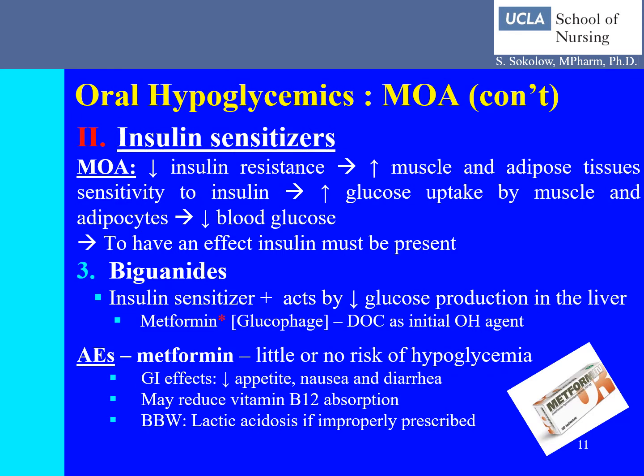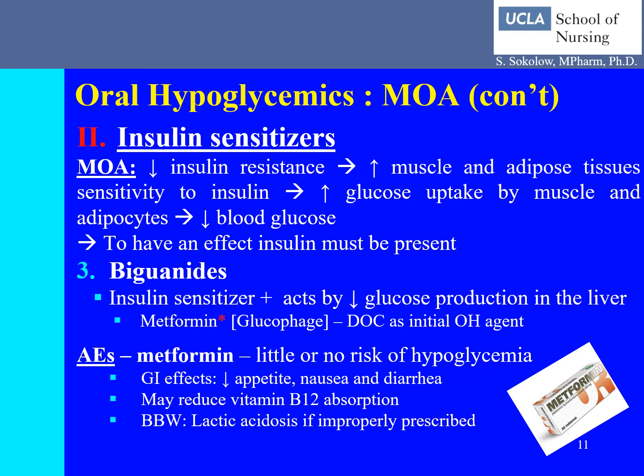Now the next category is the insulin sensitizers. So they increase the sensitivity of the receptor to the insulin, so they actually reduce the insulin resistance. So they increase the muscle and the adipose tissue sensitivity to insulin. They will increase the glucose uptake by the muscle and the adipocyte, and therefore reduce the blood glucose level. Again, to have an effect, the insulin must be present, which means they don't work in type 1 diabetes patients.